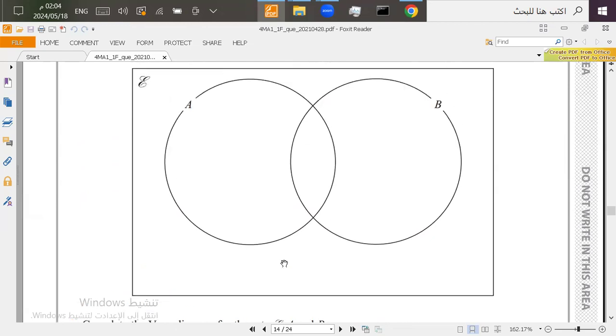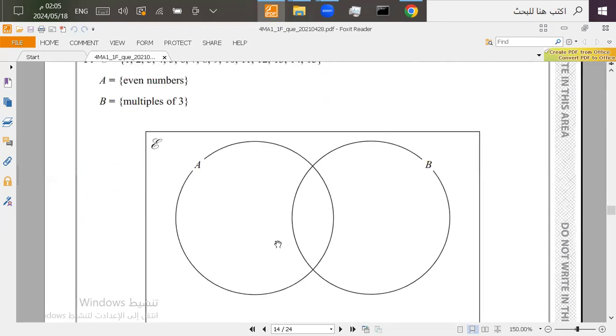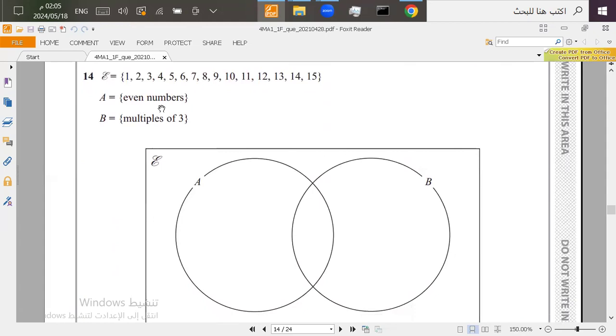Now, let me put numbers here. Let me zoom out. We know that we have even numbers here and multiples of 3 here. Now, let's write the sets of the even numbers and then multiples of 3. First, let's put them inside brackets like this. Let's make them the brackets of sets. So even numbers, we have 2, okay? And then we have 4, and then 6, then 8, then 10, then 12, and then 14.